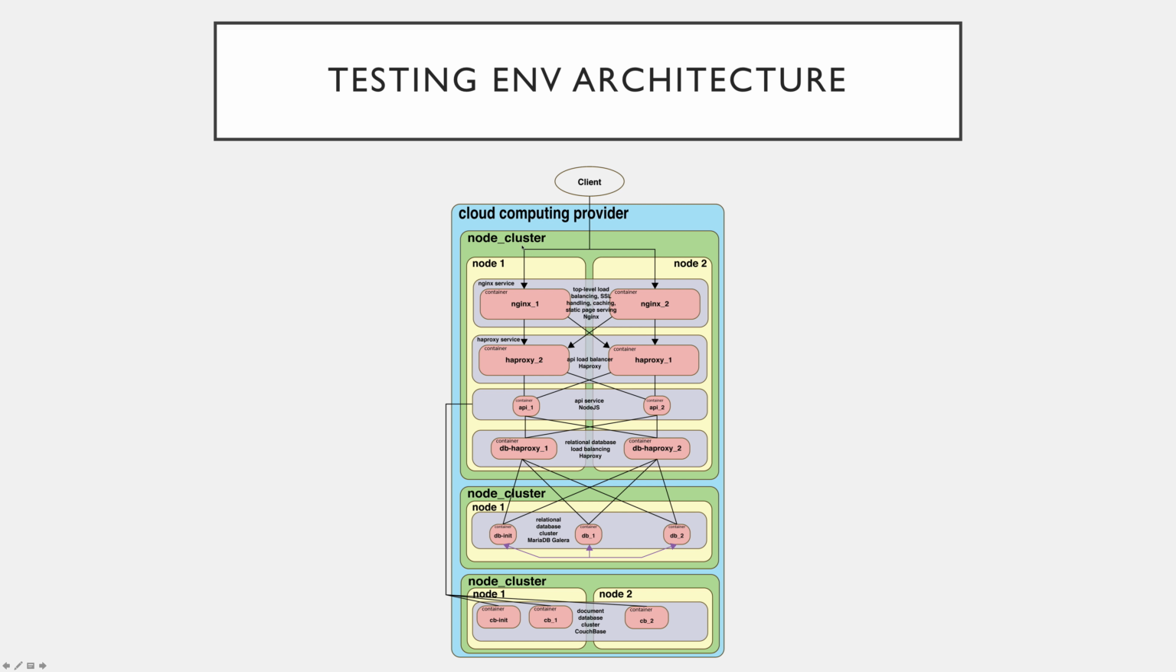So you'll notice in testing we have one node cluster up here. Inside of that node cluster we have two separate nodes. Each node is a single instance on that cloud provider, so this would be a single instance on the Amazon EC2 service. Inside of each of those nodes we have those containers running, and they're wrapped in these services, these service layers.